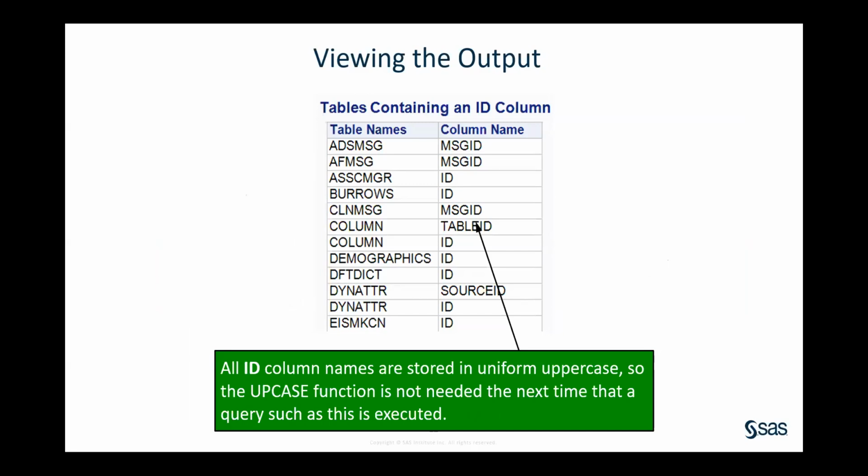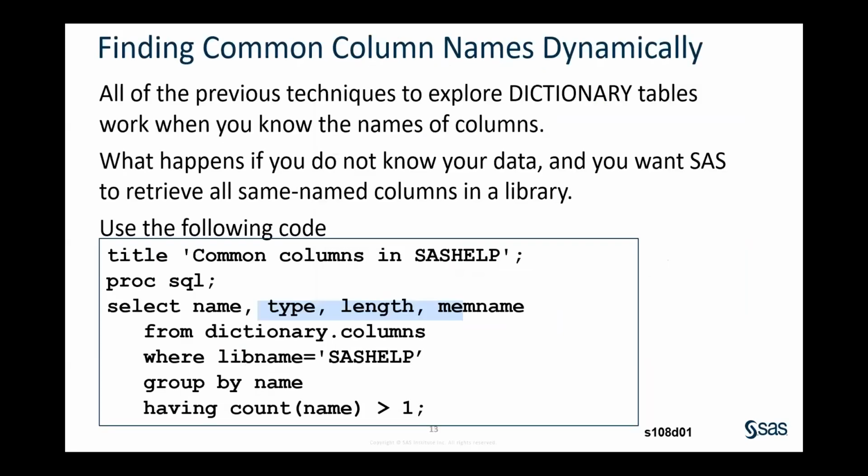What if you could ask the metadata, ask the dictionary tables, to give you a list of all common columns dynamically, without you hard coding the letters ID? So here's my confession. Here's how I do it. I will ask for the columns I need: name, type, length, the name of the table, which is member name. I want this from dictionary.columns. I want to limit my search to the SATSELF library.